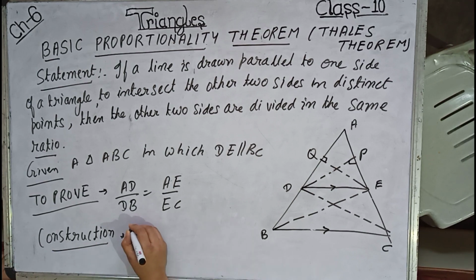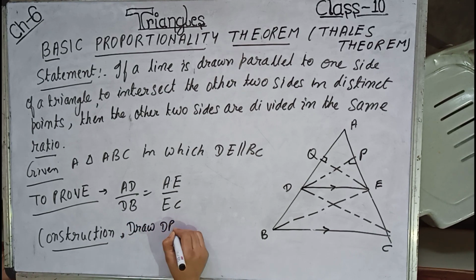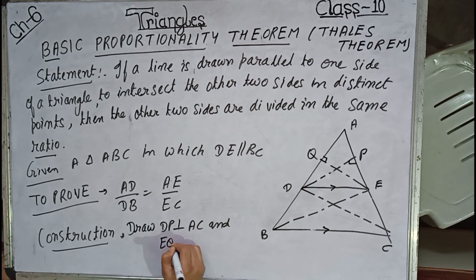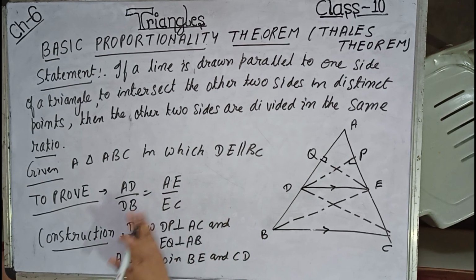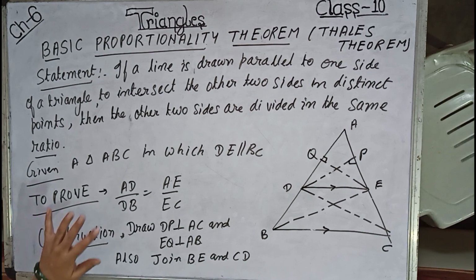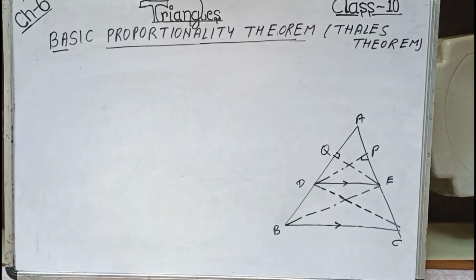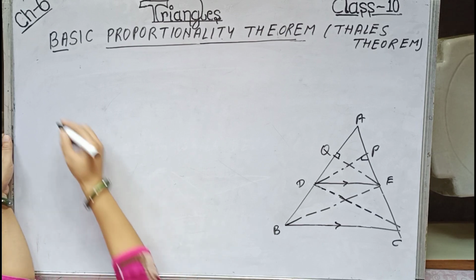So I am writing the construction. Draw DP perpendicular to AC and EQ perpendicular to AB. Also join BE and CD. So this much. After this we will be going to the proof part. So let us move to the proof of basic proportionality theorem or Thales theorem.